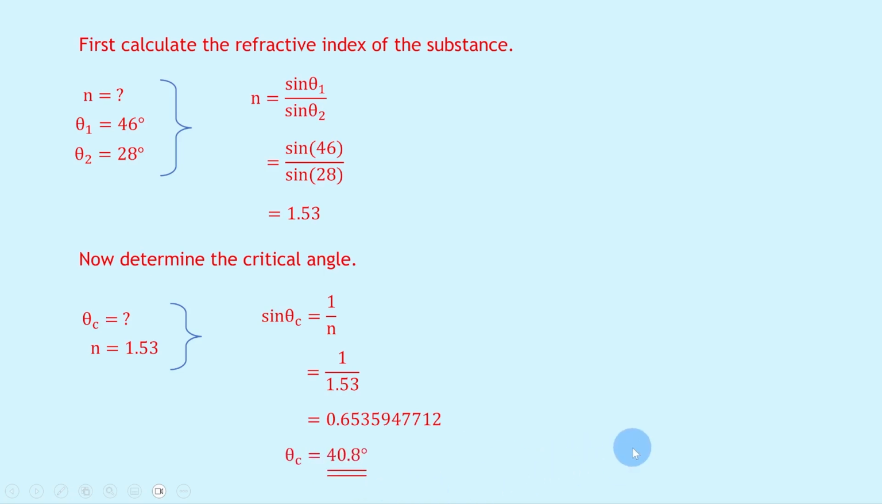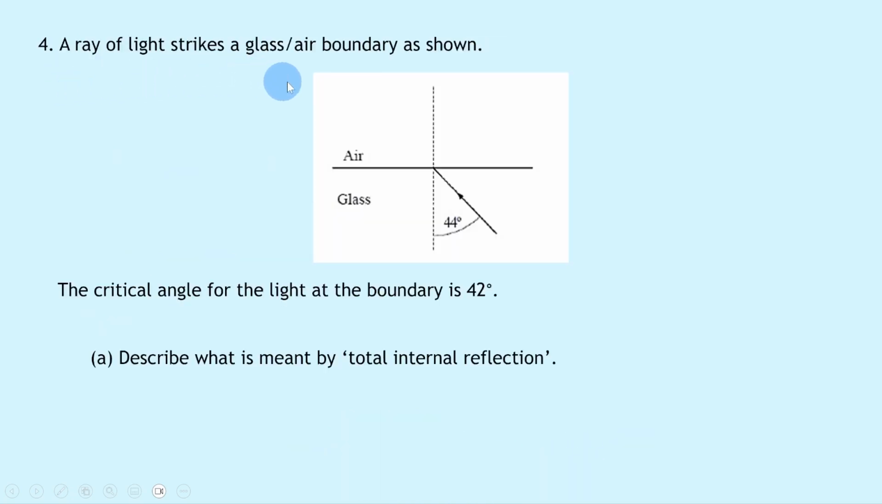Question 4 says a ray of light strikes a glass air boundary as shown. So there's our air up the top and our glass down the bottom, and we've got our light going from glass into air at an angle of incidence of 44 degrees. And it says the critical angle for the light at the boundary is 42 degrees. Part A says describe what is meant by total internal reflection.